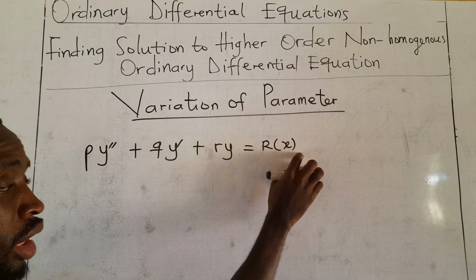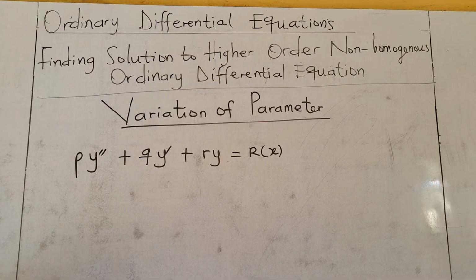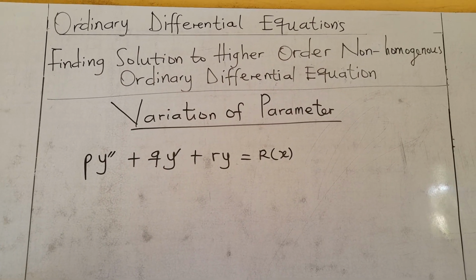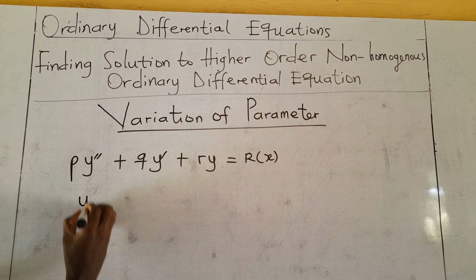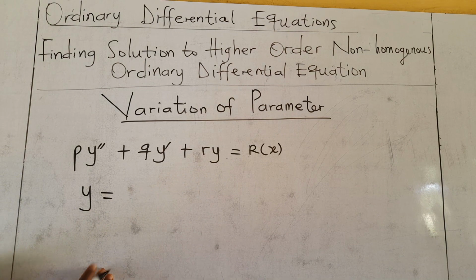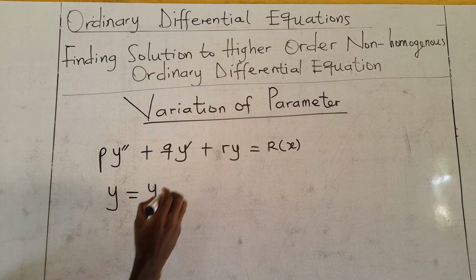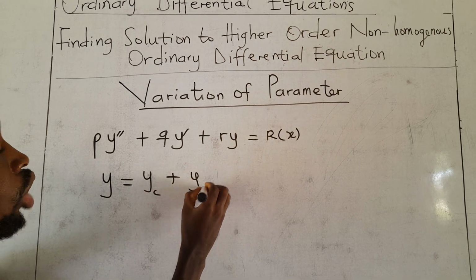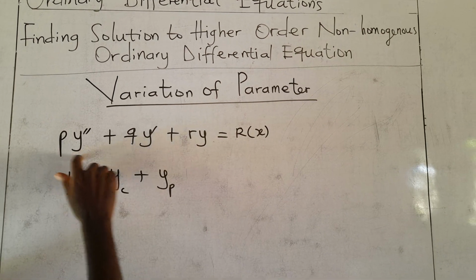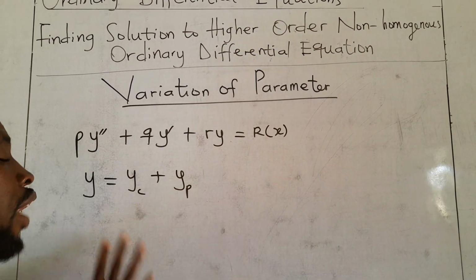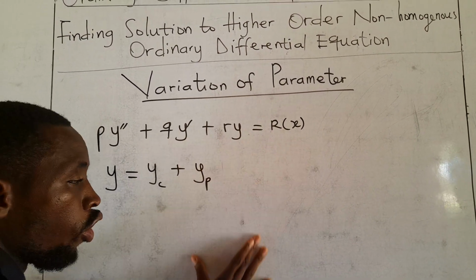That is, our R of x is never equal to 0. And we said that when we are asked to solve or find solutions to non-homogeneous ordinary differential equations, the general solution will be equal to the complementary solution to the homogeneous side plus the solution to the non-homogeneous side. And remember, the homogeneous side is setting up this equation to 0 and finding that. Then the solution to the non-homogeneous side is y_p.